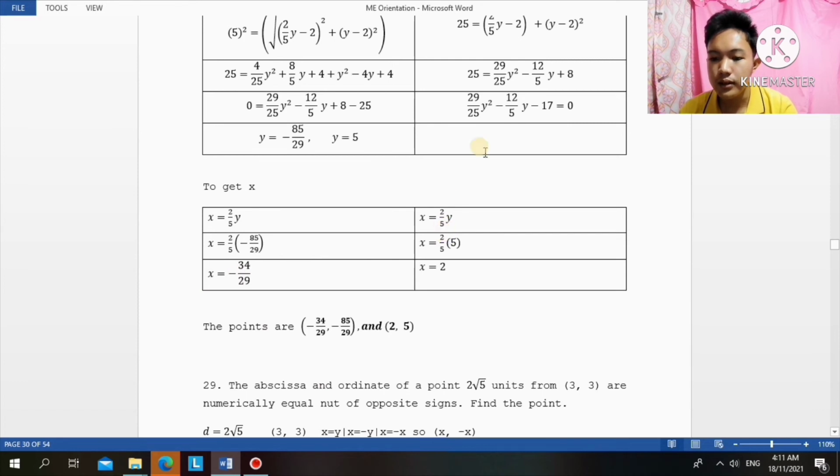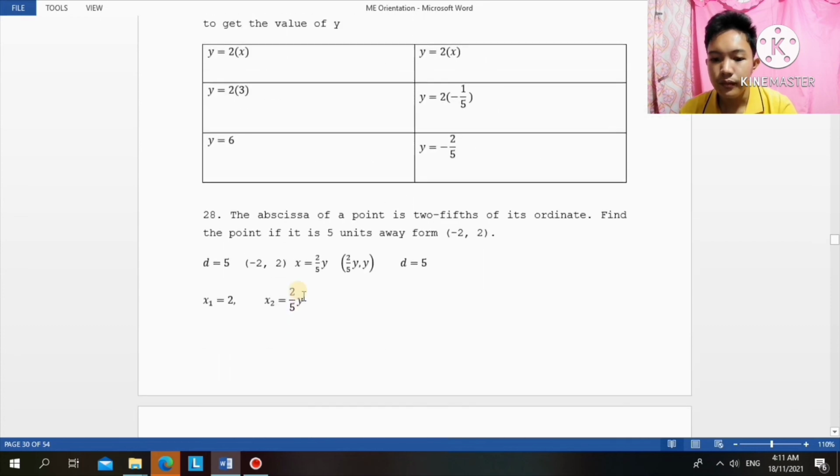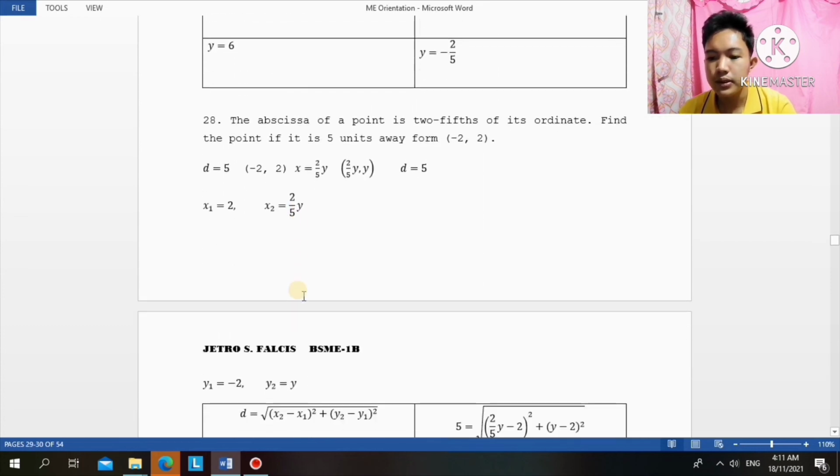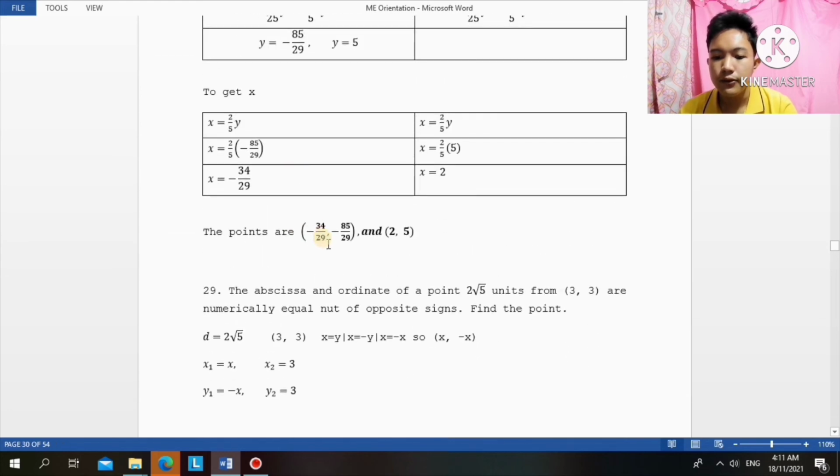Then next, let's substitute the value of y, which is 5. So x is equal to 2 fifths times 5, so x is equal to 2. So the points, since we are to find the point if it is 5 units away, the points are (negative 34 over 29, negative 85 over 29) and (2, positive 5).